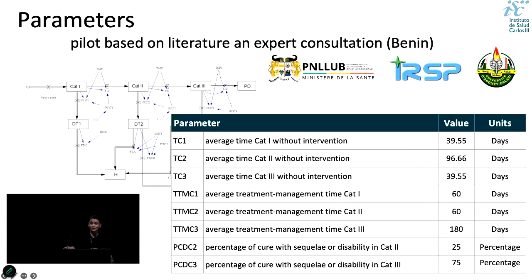Behind these flows, there is a mathematical formula that depends on different parameters, and here you have a description of them. For example, the average time of the patients in category 1 without interventions. To initiate the model, we need to give some values for these parameters, and here is an estimation. We obtained this information from our teams in Benin, but we can modify this data according to the context. Here you can see the estimation for all of these parameters.